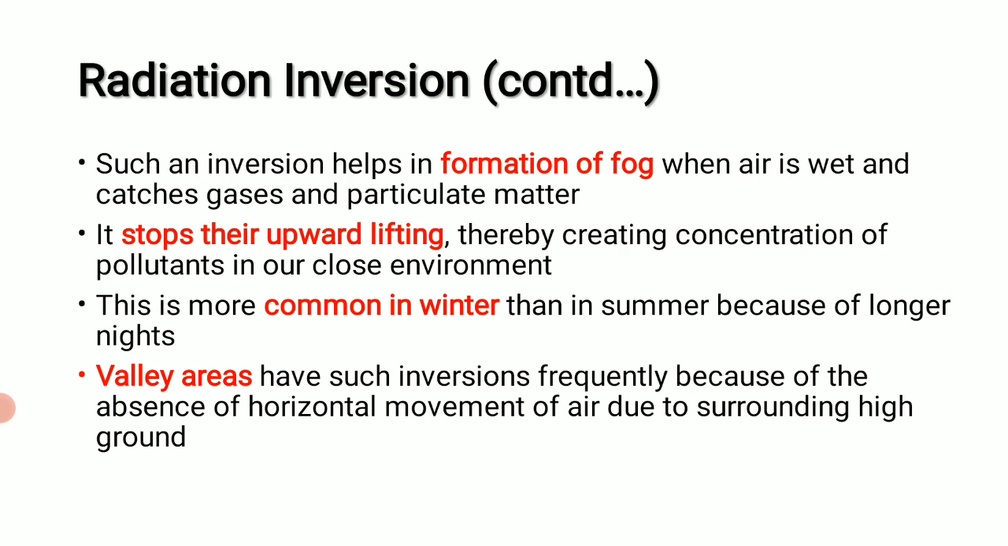And in valley areas, topography is one of the factors which determines the dispersion of pollutants. A valley is surrounded by high ground, and as the surrounding areas near a valley are somewhat high, it will prevent the horizontal movement of air, and thereby the pollutants get concentrated in that valley. So that is about radiation inversion.